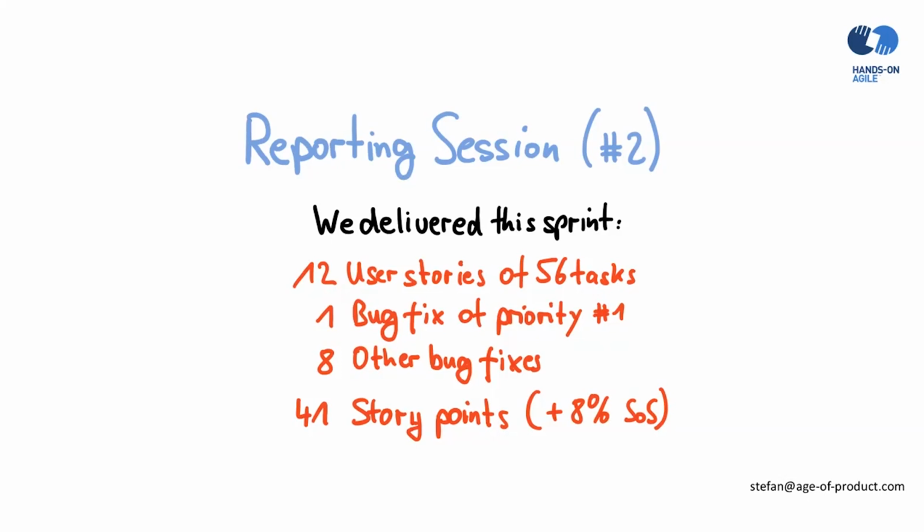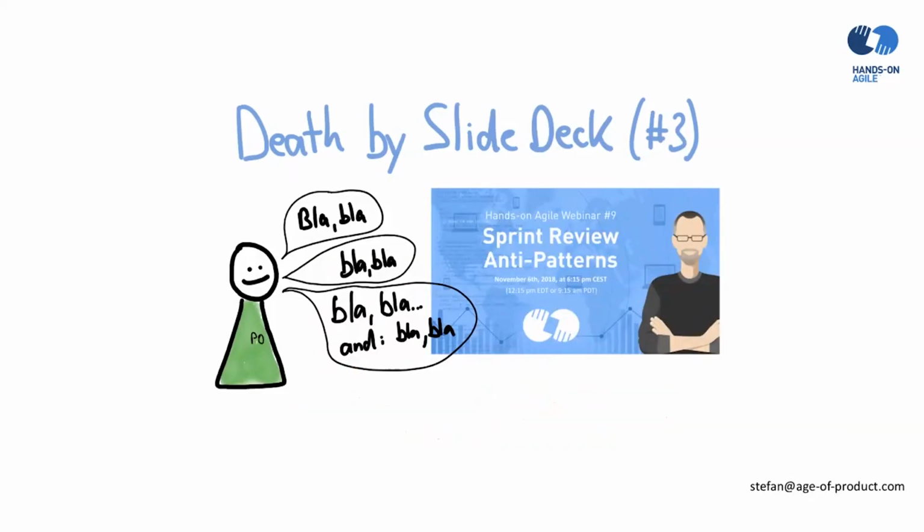So my tip to avoid this, consider telling a compelling story at the beginning of the review to engage the stakeholders and leave out those tasks that are not really relevant to the story. It's not about accuracy and delivering a perfect report of where the money went. Number 3, death by slide deck.